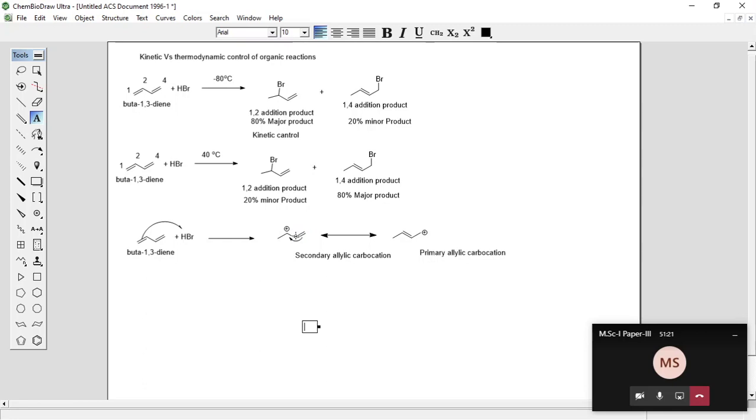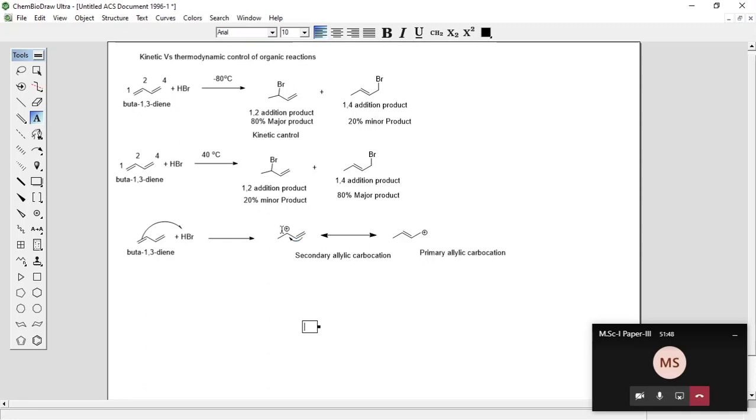Now here is a new carbon-carbon double bond. Now this carbon loses its electron, so that's why there is a positive charge on this carbon. Now this is your primary allylic carbocation. This position is called the allylic position, and this carbocation is a primary carbocation because only one alkyl group is attached to it. That's why it's a primary allylic carbocation.